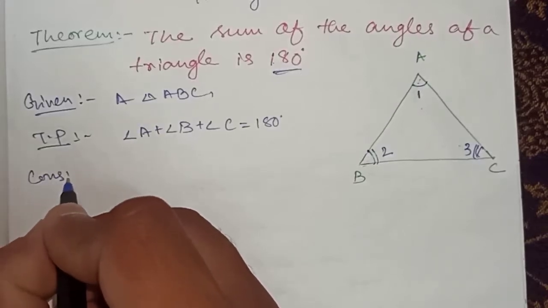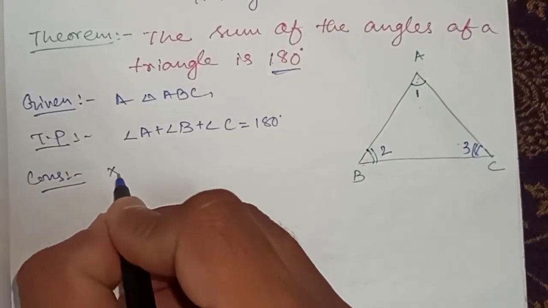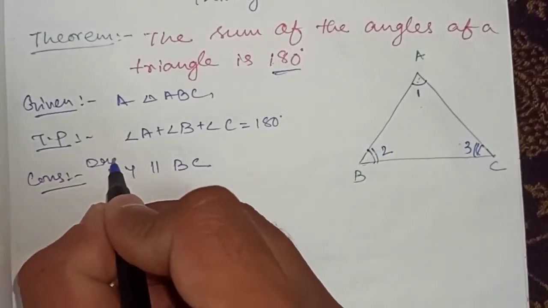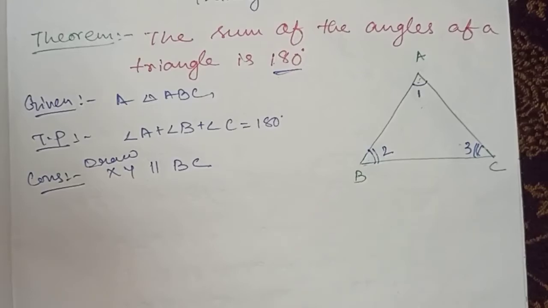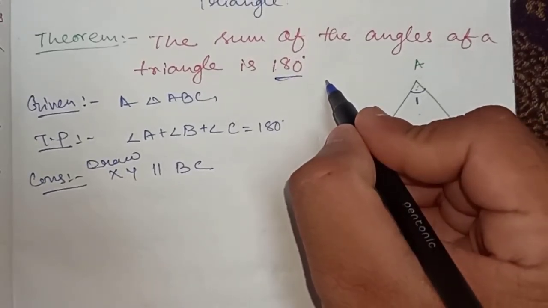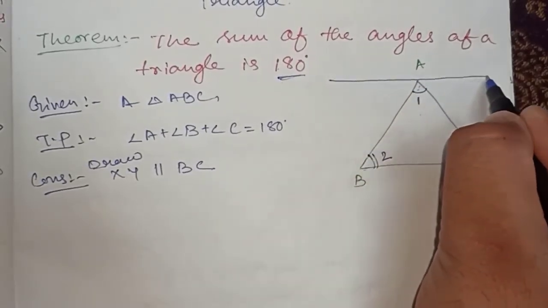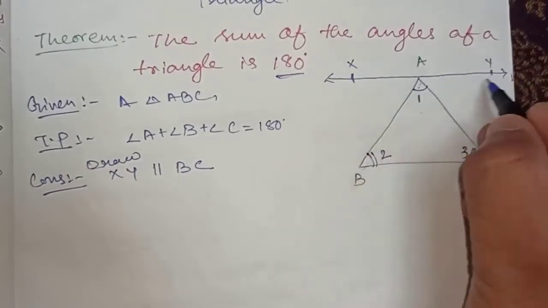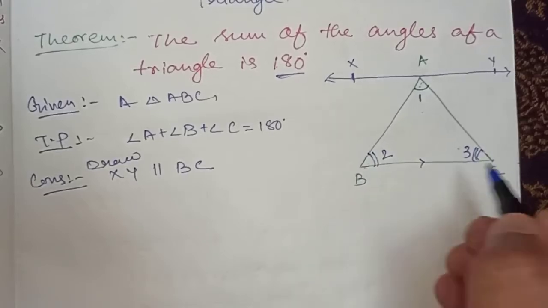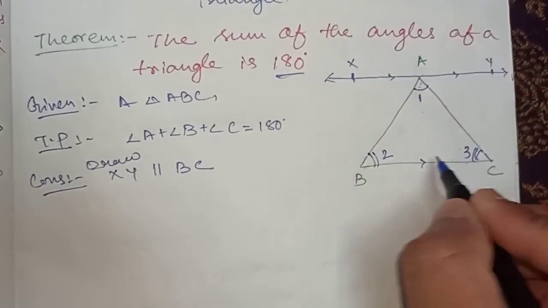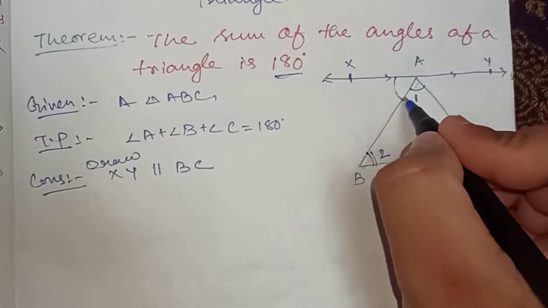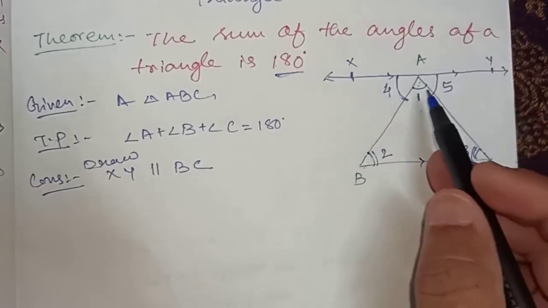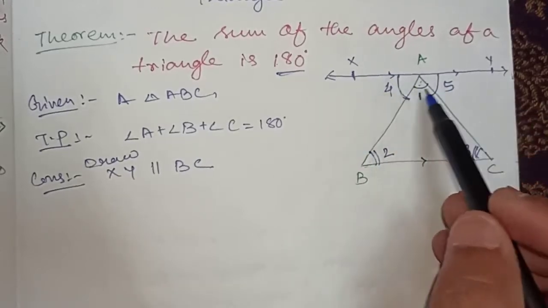We will construct a line, suppose XY, which is parallel to BC. Draw XY parallel to BC. Suppose I draw a line from here, XY, and this XY is parallel to line BC. Now here also we got two angles, so we will mark them here. This is suppose angle 4, and this is suppose angle 5.